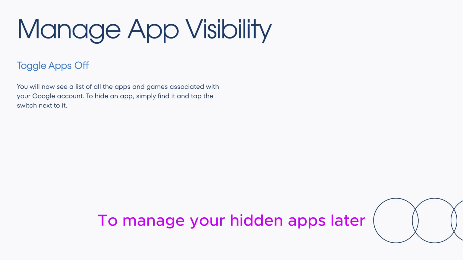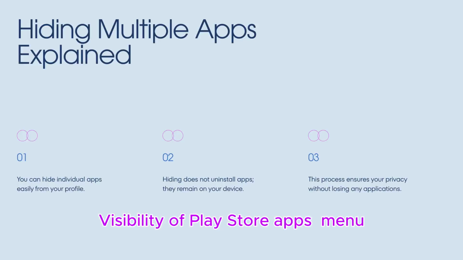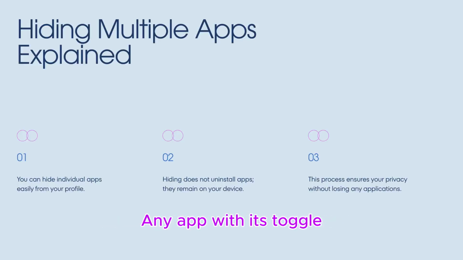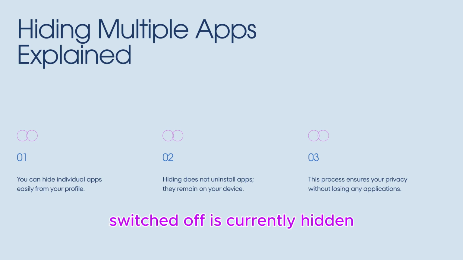To manage your hidden apps later, return to this same Visibility of Play Store Apps menu. Any app with its toggle switched off is currently hidden, and you can make it visible again by switching the toggle back on.